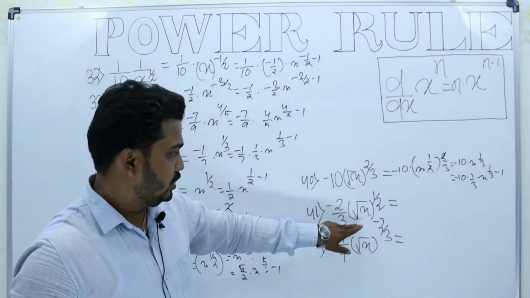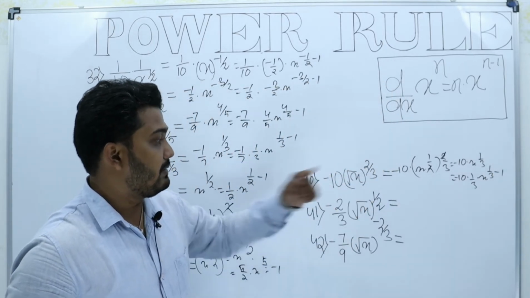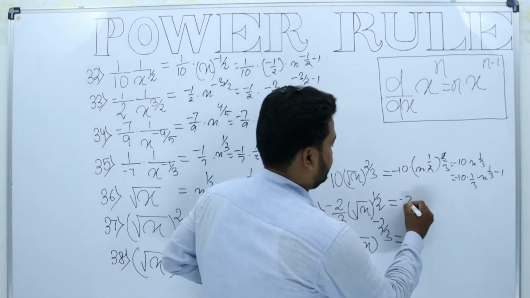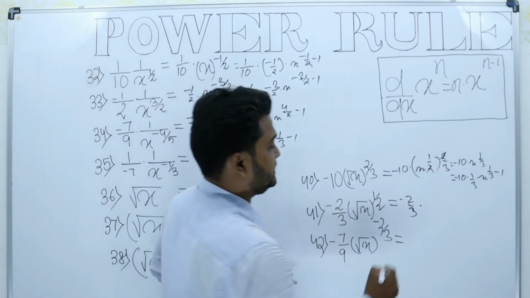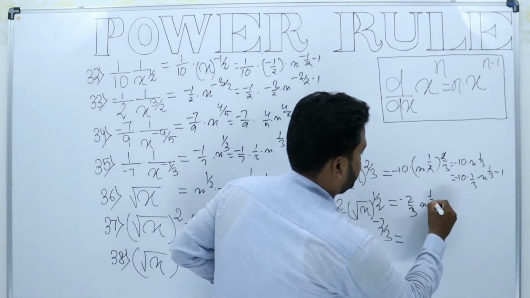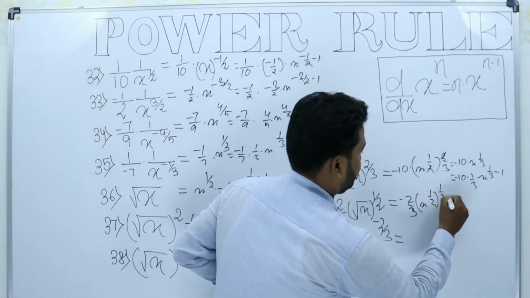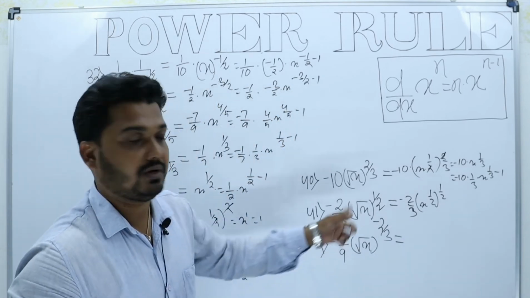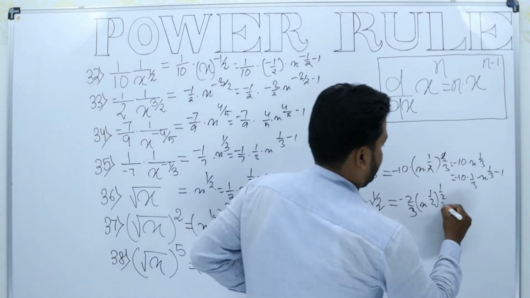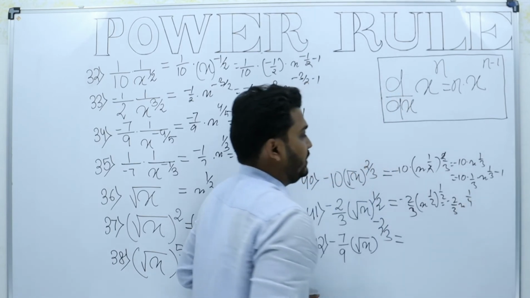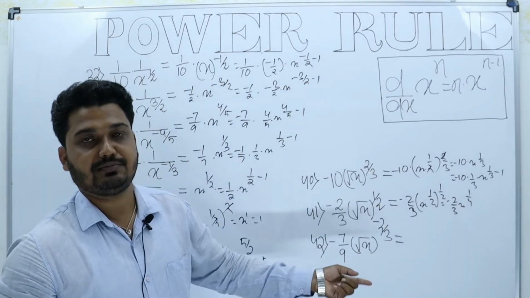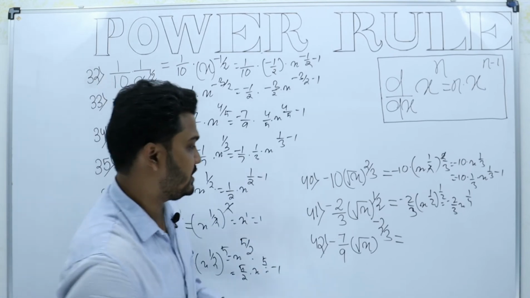Now here root x power is 1 by 2. Minus 2 by 3 remains same. Root x means by default the power is 1 by 2 and whole to the power 1 by 2. Power got multiplied. 1 by 2 into 1 by 2 is 1 by 4, minus 2 by 3 x to the power 1 by 4, and the next step will be 1 by 4 x to the power 1 by 4 minus 1.